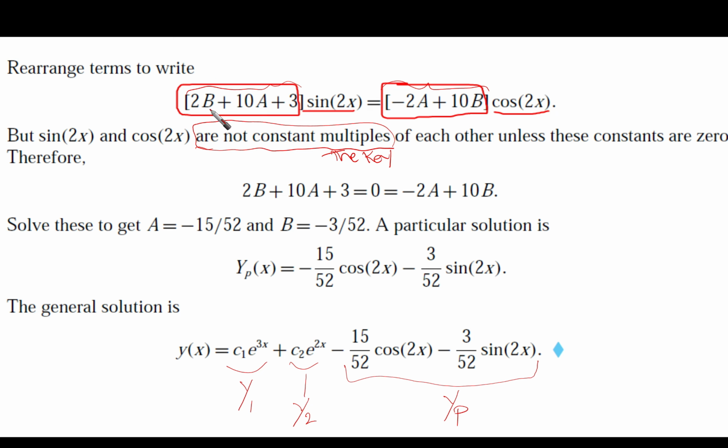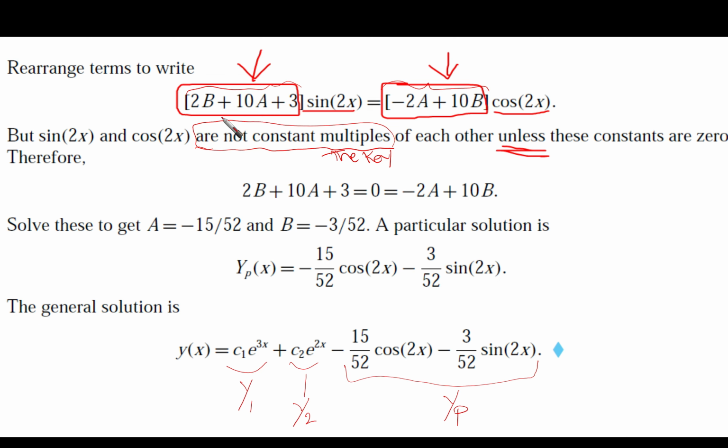So the left-hand side will not equal the right-hand side unless this term and this term equal 0. That's the key. Sine 2x and cosine 2x are not constant multiples of each other unless these constants are 0. So we cannot say that the two sides are equal unless the coefficients, or these constants, are 0.